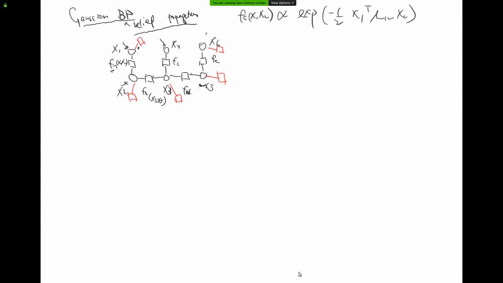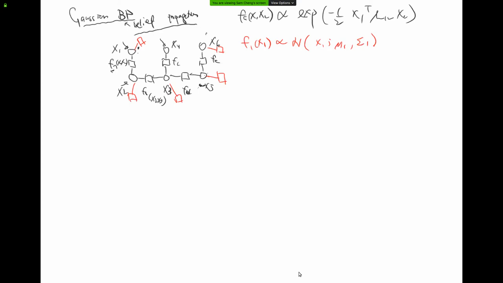The vector function for those vector nodes will be just a Gaussian. For example, maybe I call it F1(x1), so we'll just have a Gaussian distribution, with, let's say, x1, some mean mu 1, and variance sigma 1.